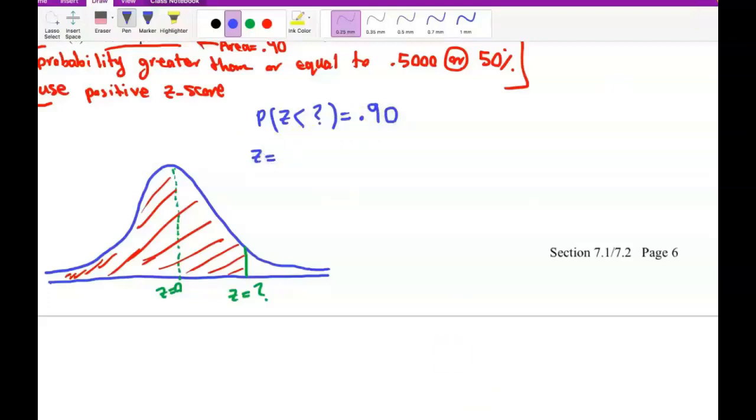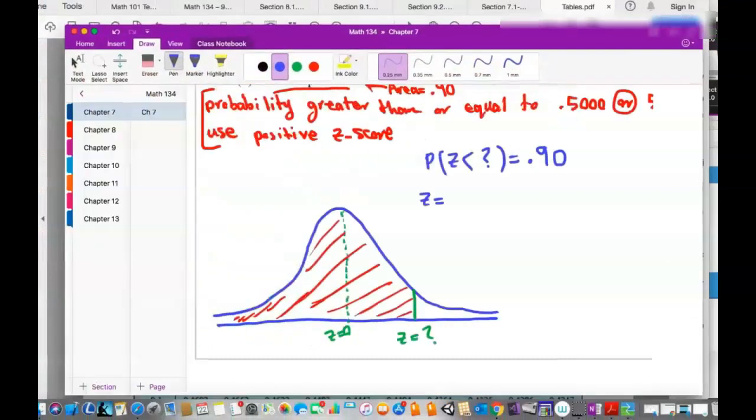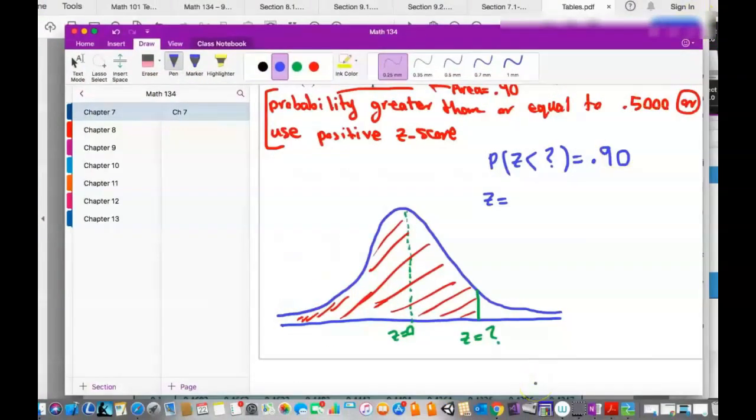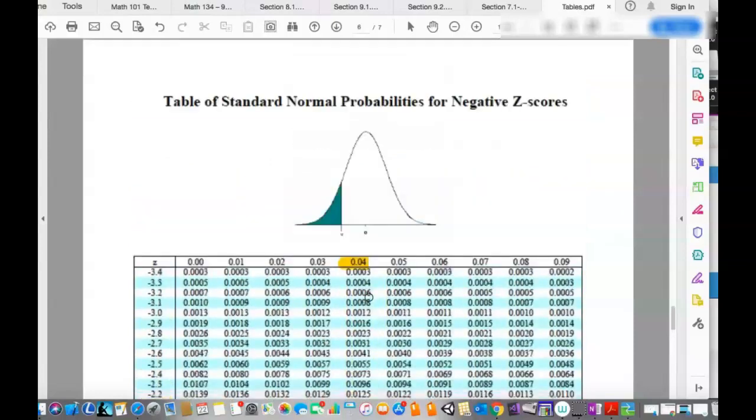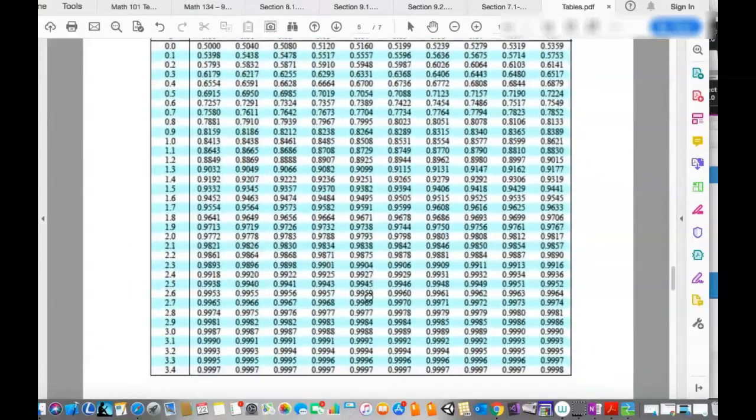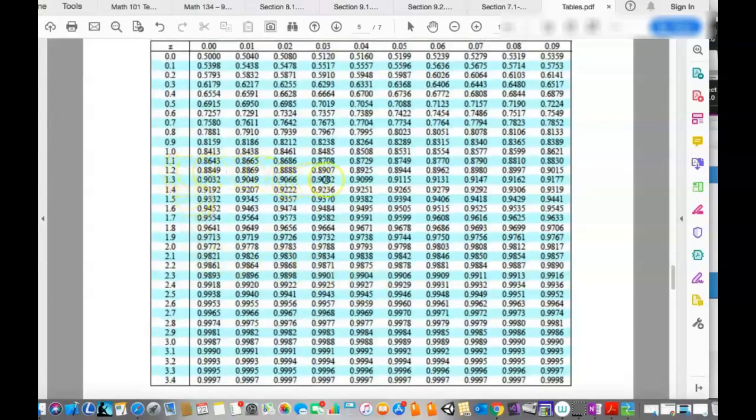Okay, going back to our table. Actually, I didn't finish part A, so I'm only working on finding Z first, and then I will find what X is for each part. Okay, so this part we need to find what Z is. Here in the body, we have positive numbers for Z score, so we need to find 90%.